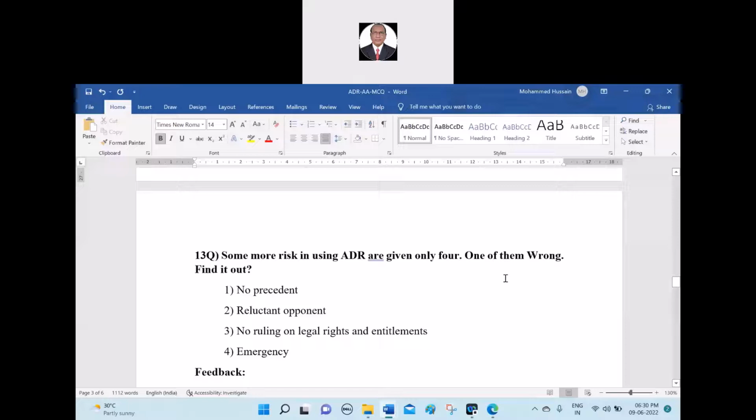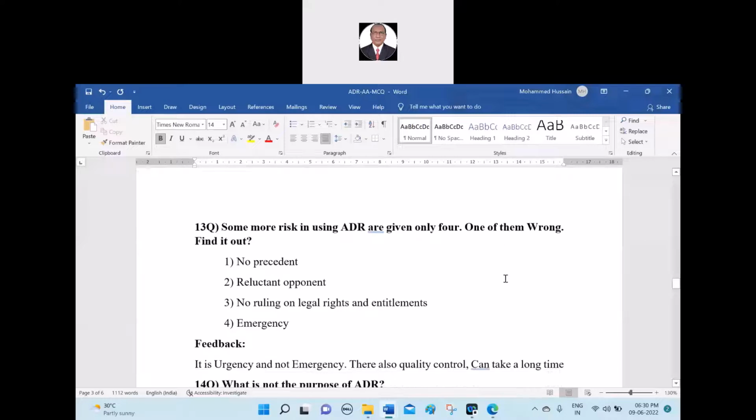Yes. 3. No ruling on legal rights and entitlements. It is an emergency. There is no such word. The 4th one is the right answer. Urgency is there. It is urgency and not emergency. It is urgency and not emergency. That means the one not relevant to ADR is the 4th one, but the other 3 are relevant.